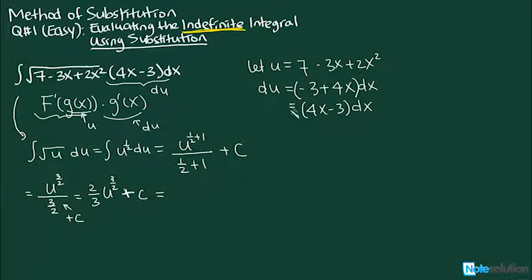Now we have to substitute back in our original variable x because that was how we started off. We can't just end here. We use this method for easier computation, but we have to plug back in the variable x. We say 2 over 3. u was equal to this, so we just put 7 minus 3x plus 2x to the power of 2, and the whole thing raised to 3 over 2 plus c, and that is our final answer.